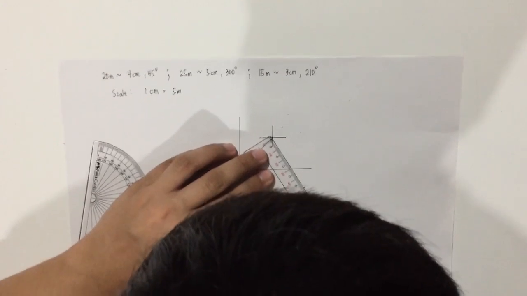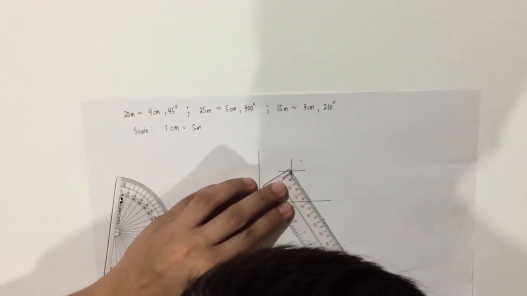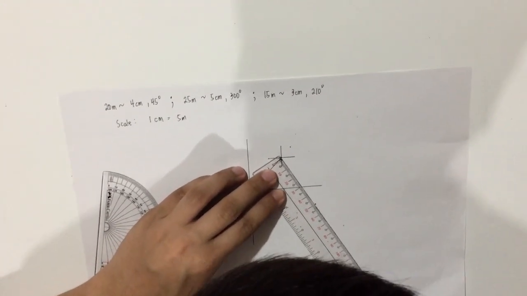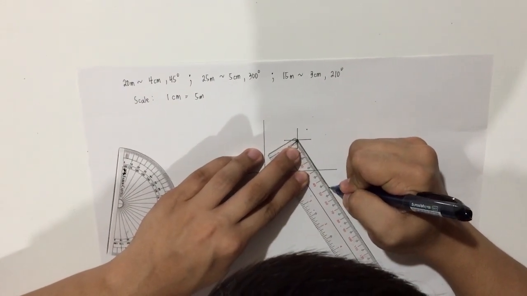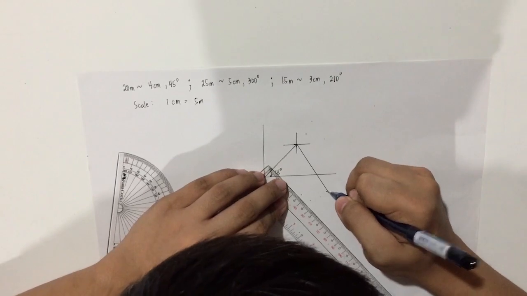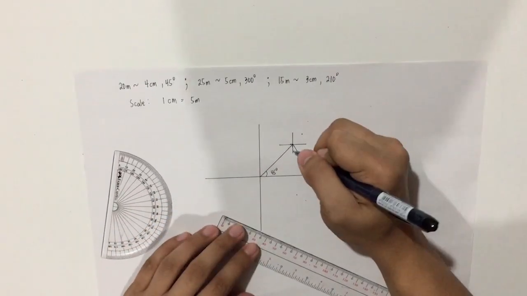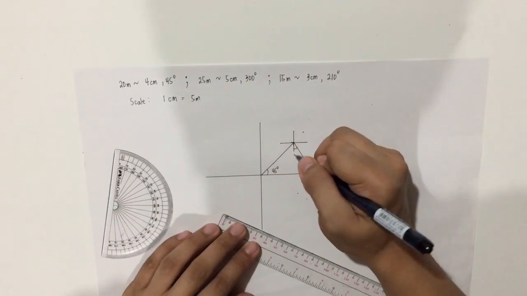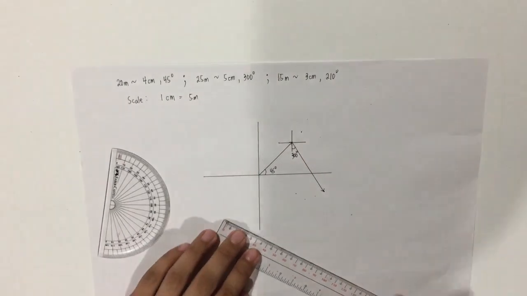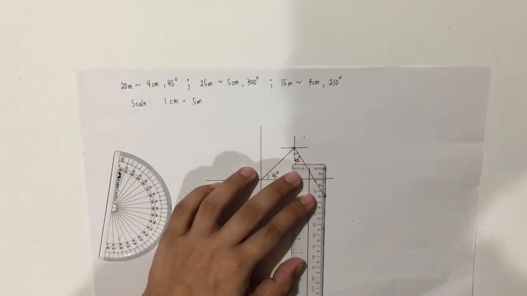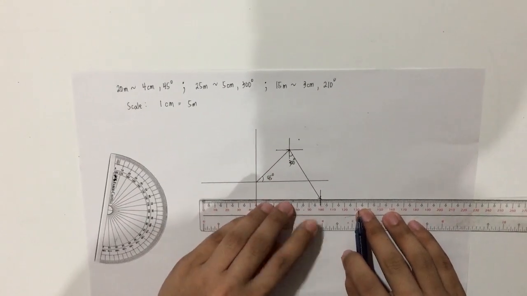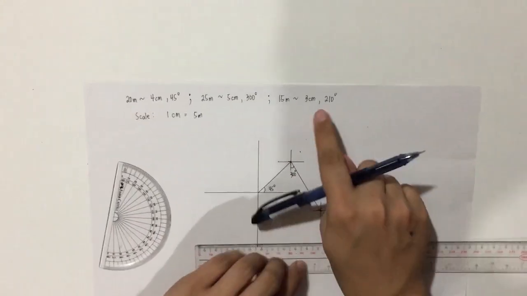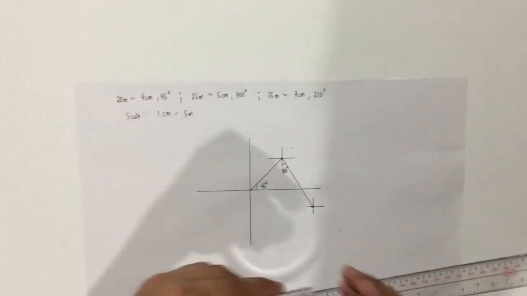Then measure the length of the tail of your arrow for the second vector diagram. 5 centimeters still. So that is for the 300 degrees direction. Then let's draw again a small version of a Cartesian plane in order for us to properly measure still the angle, which is 210 degrees.